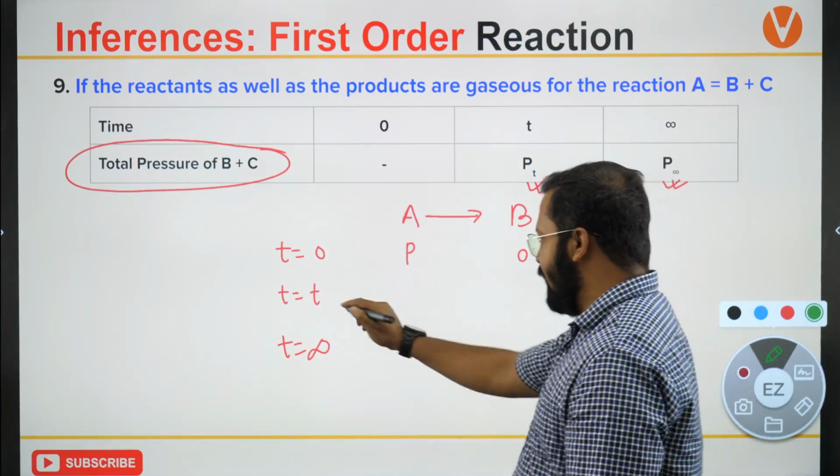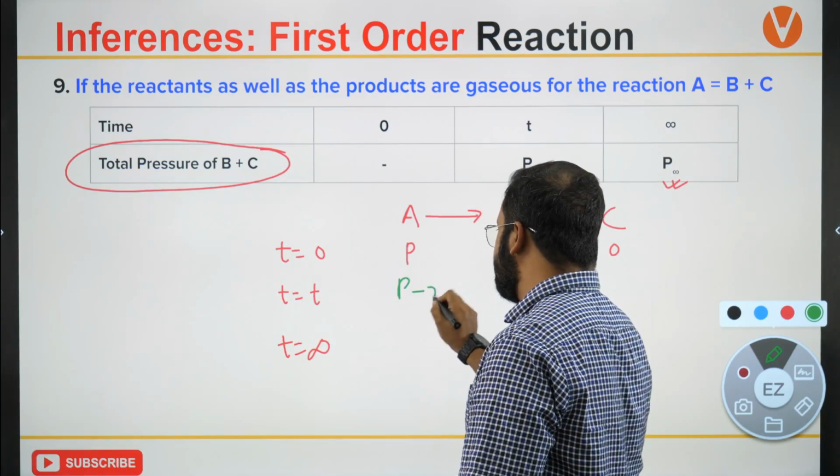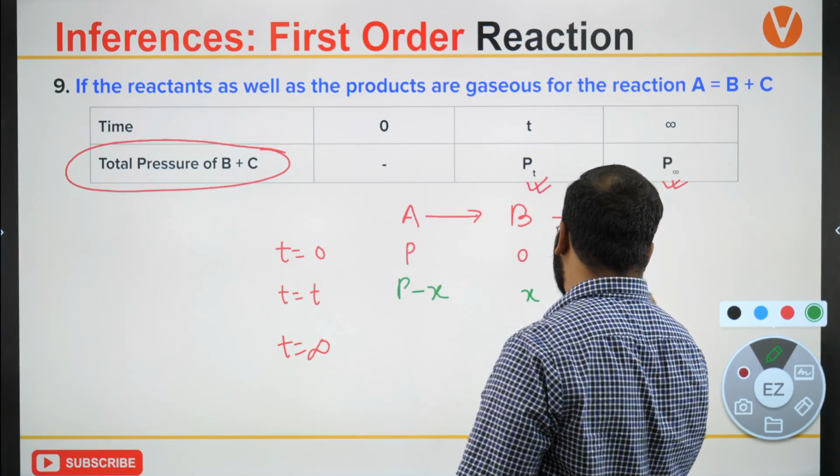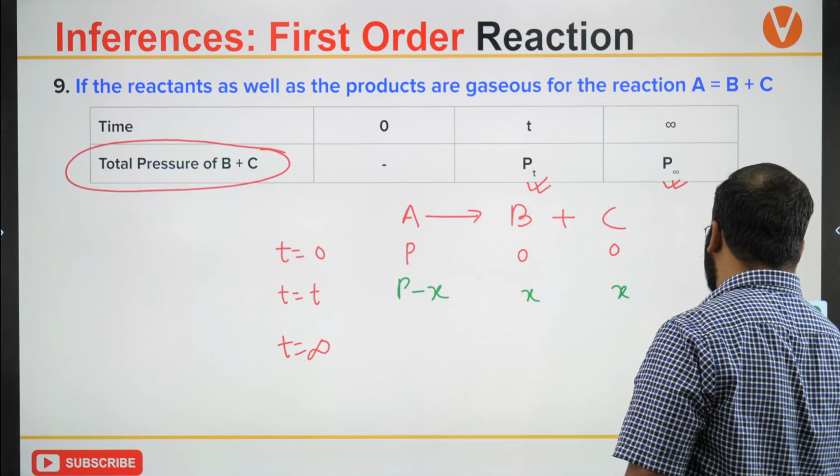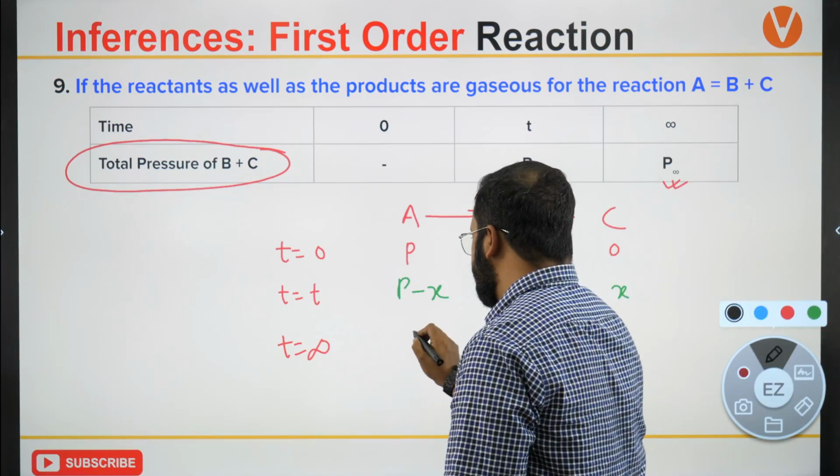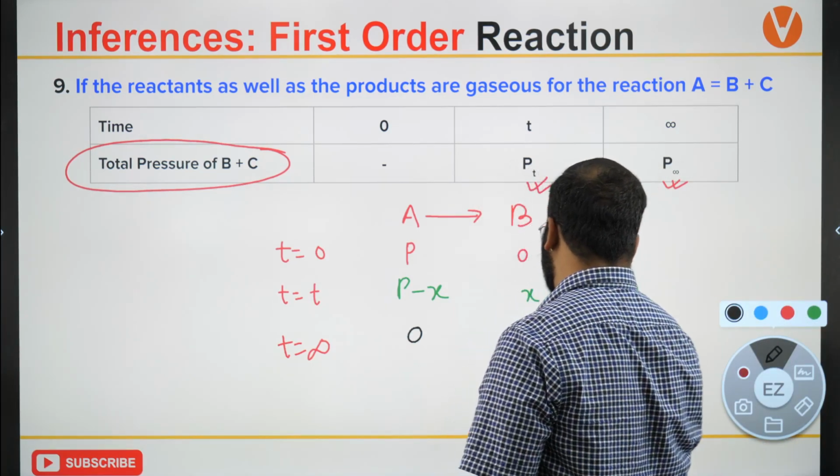क्लियर? नाउ एट टाइम टी इट विल बी रिटन एज पी माइनस एक्स एंड दिस विल बी एक्स एंड दिस विल बी एक्स, एंड एट टाइम इंफिनिटी दिस विल बिकम 0 and this will become P and this will become P.